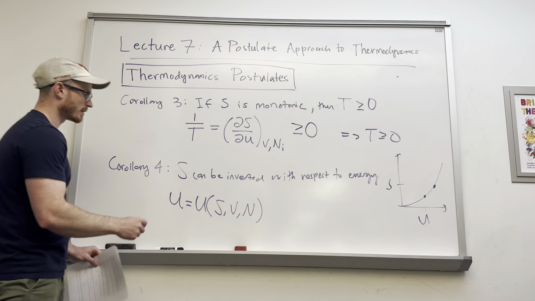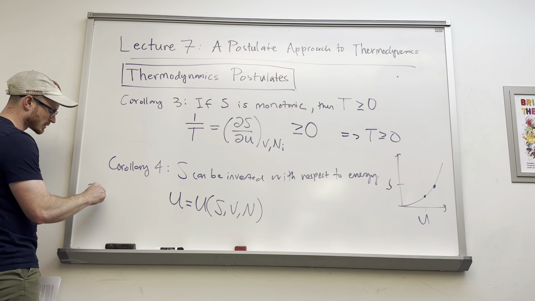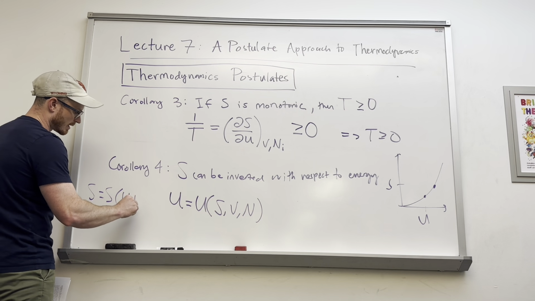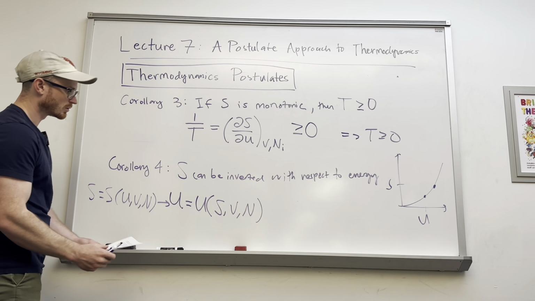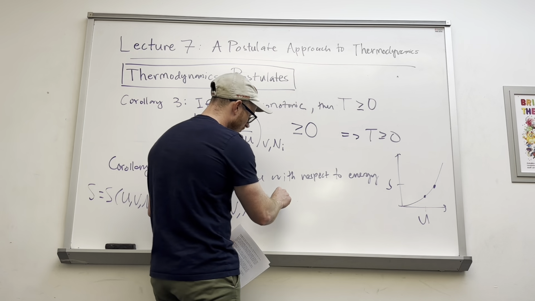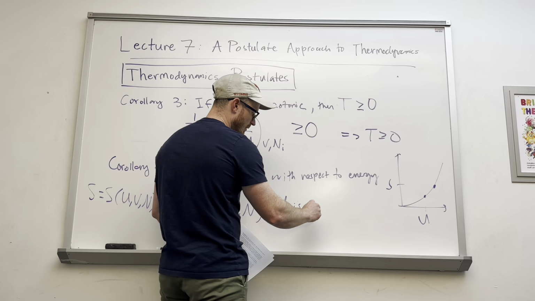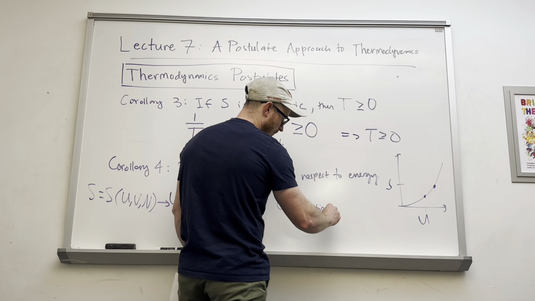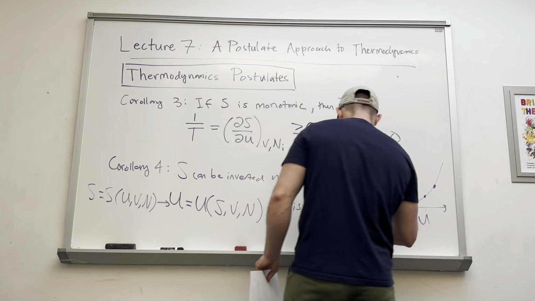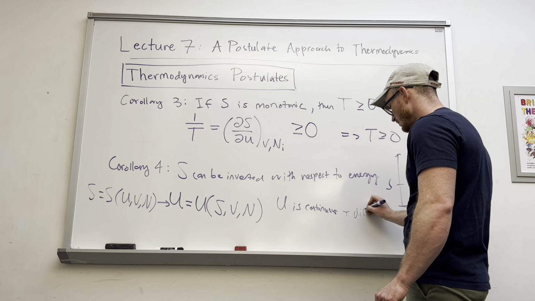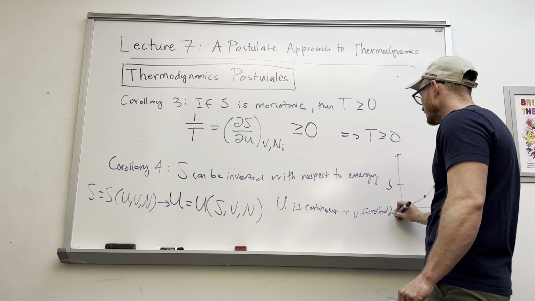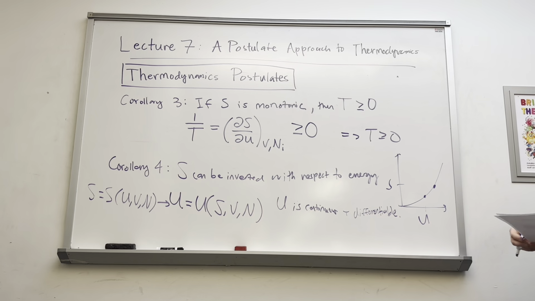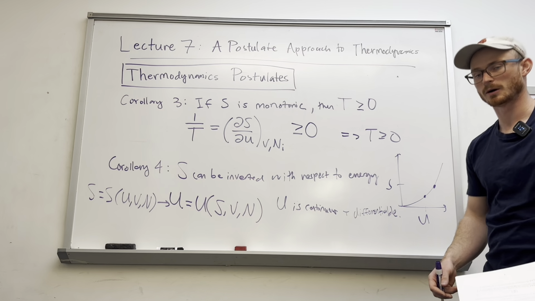So the idea behind this corollary is that we can start with S as a function of U, V, and N, and we can invert it to find U as a function of S, V, and N, and U will be continuous and differentiable. And again, we're not going into the actual proofs of these things, but these are going to fall out of the postulates that we just proposed.